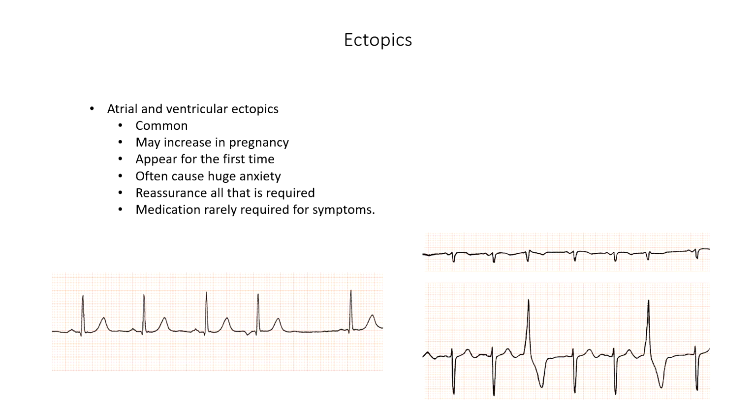Coming to the individual arrhythmias, ectopics are very common in pregnancy. Atrial or ventricular ectopics are common, and they increase in pregnancy. They may appear for the first time in pregnancy, and we get a lot of cardiology references for ectopics, and they cause huge anxiety to the patient and the patient's attendants. Most of the time, it's reassurance that is required, because these are not something that needs to be managed, and medication is rarely required for the symptoms of ectopics.